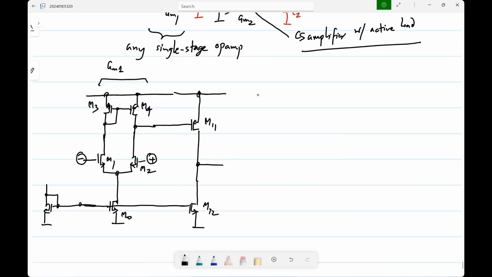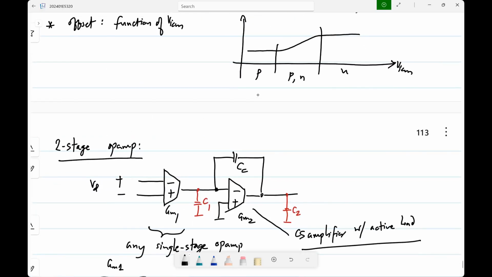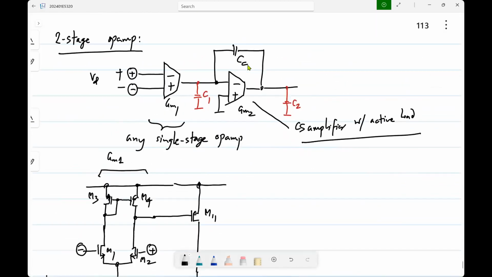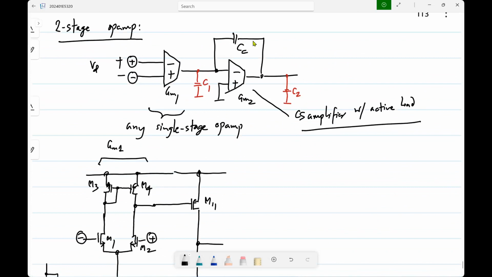Anyway, that is evident from this as well. You feed the input to negative terminal of this GM, and that's actually the plus terminal of the op-amp. Okay, the second stage is inverting, and then we need to stabilize it. We have to have this capacitor CC, right? Or to make an integrator, you need to have this capacitor CC.